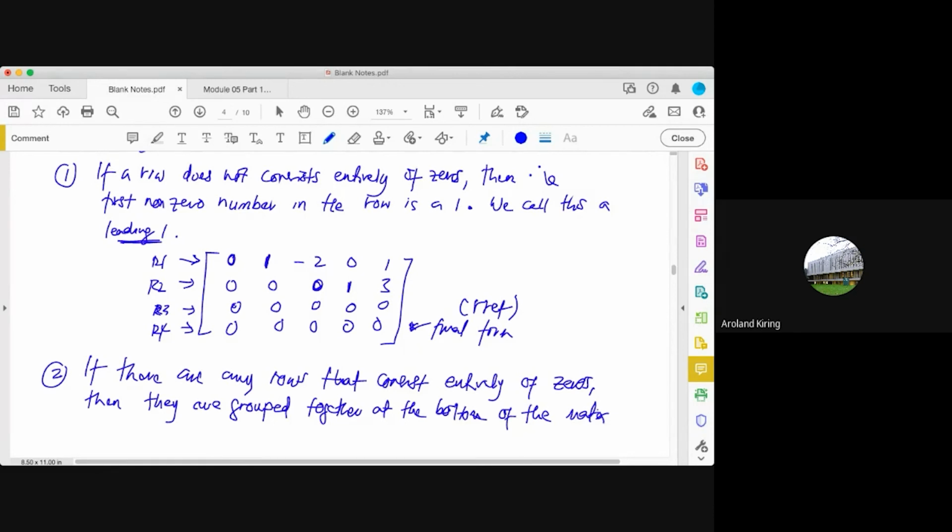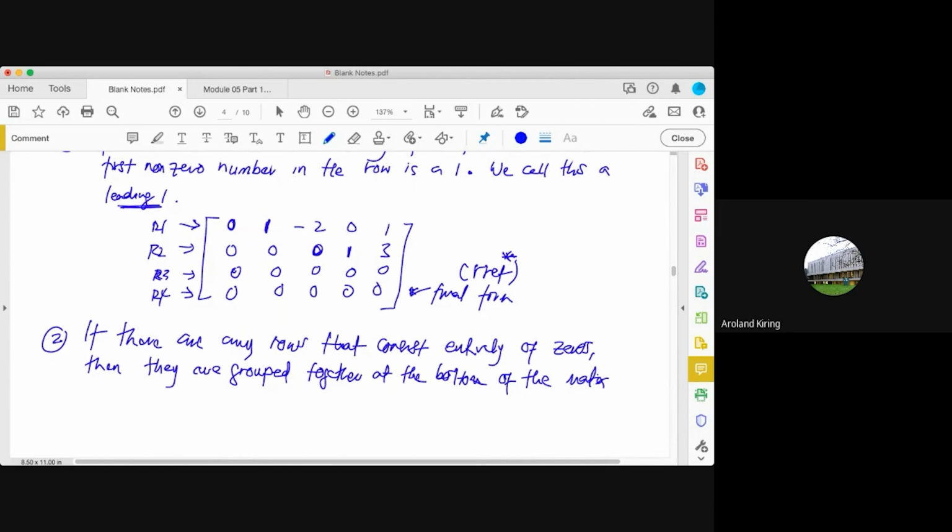Sometimes you can have row 3 located above your row 2, and then your row 2 located below your row 3. Okay, so if you have that case, you cannot say it's in REF form. So what you can do, you can swap these different rows. Why do you need to swap? You want to group all rows that consist entirely of zeros together at the bottom of the matrix. By then you can achieve the final REF form. Okay, so you might have a case like that.